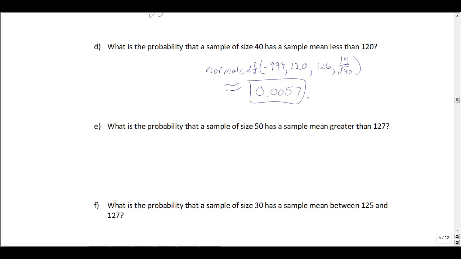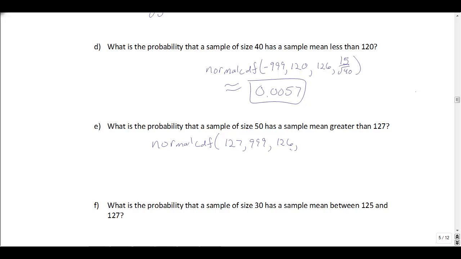Okay, so what's the probability a sample of size 50 has a sample mean greater than 127? Same setup. Note 127 is pretty close to 126, so I'm going to expect a higher probability here, but let's see. We've got a bigger sample size, so maybe not. So this is a normal CDF. Now I'm going to go greater than 127. It goes from 127 up to, say, 999.